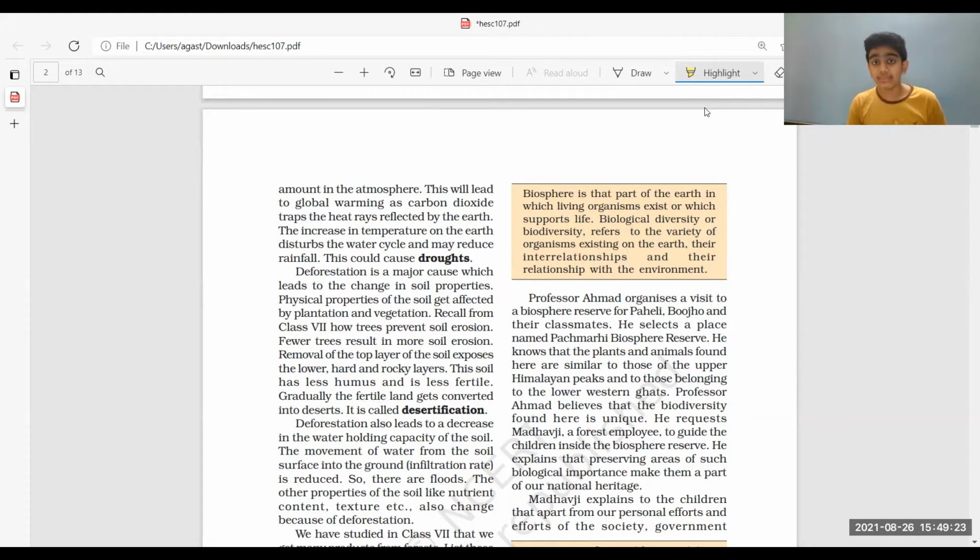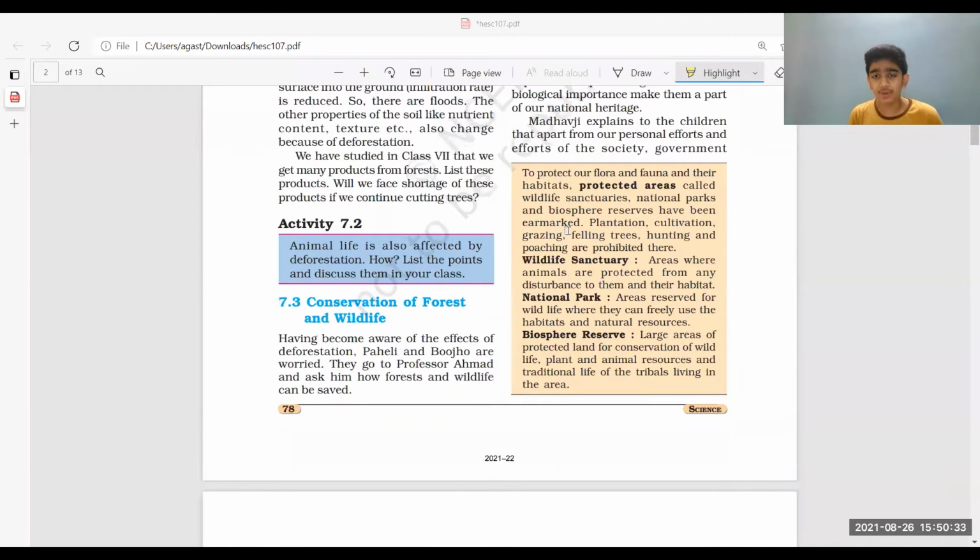And now we'll discuss different areas which are designated for the conservation of forests and wildlife. A few protected areas could be wildlife sanctuary, national park, and biosphere reserves. Wildlife sanctuaries are designated so that they can protect the animals, and these areas won't disturb them and their habitat. National parks are areas designated for wildlife, where they can freely use the habitat and also the natural resources available there.